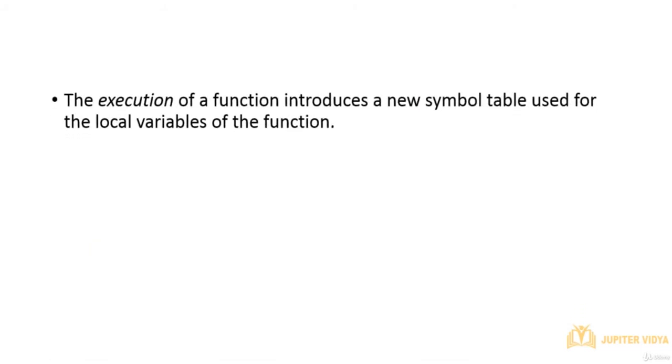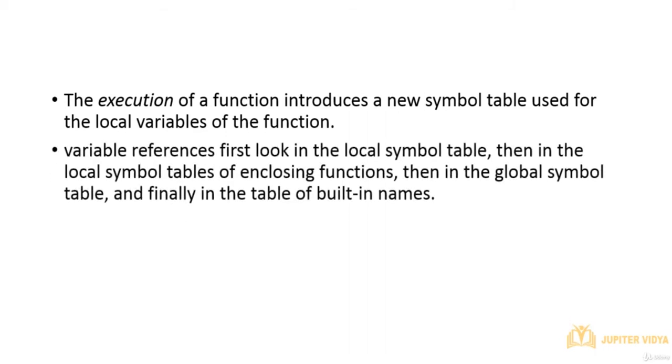Whenever we create a function, it introduces a new symbol table which is used for all the local variables. All the variable assignments in a function are stored in the local symbol table. Variable references first look in the local symbol table, then in the local symbol tables of enclosing functions, then in the global symbol table, and finally in the table of built-in names.